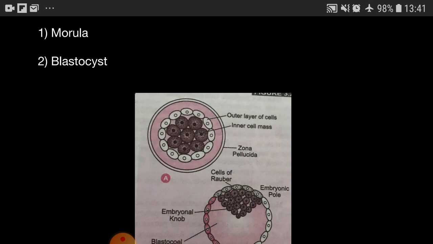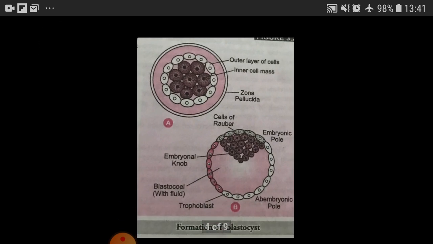Its cells are of 2 types. There is an outer layer of smaller, clearer cells around an inner mass of larger cells, as you can see in the diagram here. The morula reaches the uterus about 4 to 6 days after fertilization. It is still surrounded by zona pellucida that prevents its sticking to the uterine wall, and you can see this clearly in the diagram displayed on your screens.